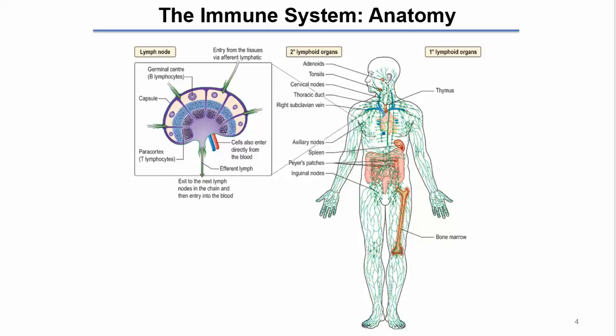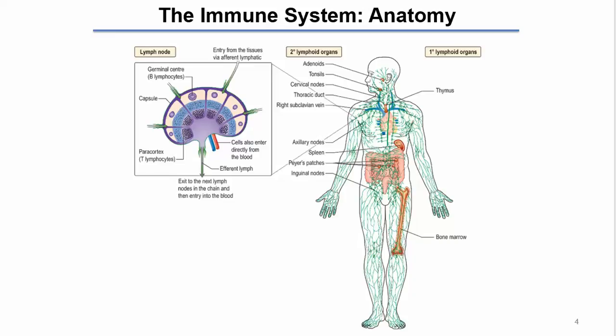The immune system really is very much involved with the lymphatic system. The two are very much interconnected, but fundamentally we have the primary lymphoid organs, which are the bone marrow and thymus, and the secondary lymph organs, which are the adenoids, tonsils, cervical nodes, the ducts, the axillary nodes, so all the lymph nodes, the spleen, Peyer's patches, and that kind of stuff.